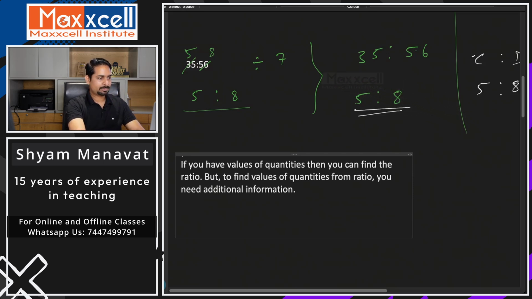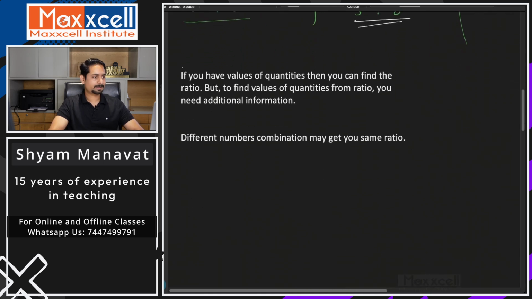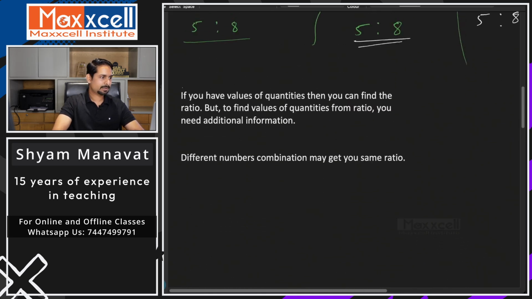One ratio, or I would say different number combinations, may get you the same ratio, okay. Keep this in mind, yeah. So this is a very important lesson to understand, okay. I hope that's clear to you. Please make a note, okay.